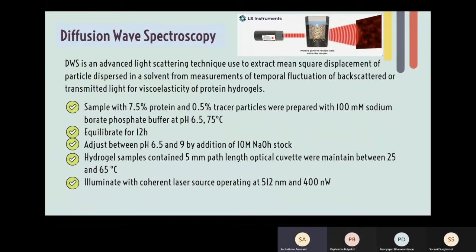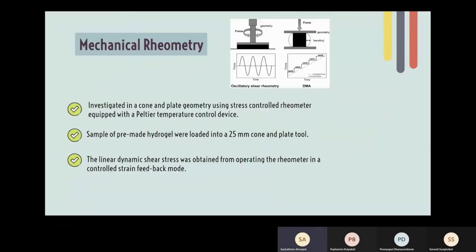Diffusion-based spectroscopy is an advanced light scattering technique used to extract the mean square displacement of particles dispersed in a solvent from the measurement of the temporal fluctuation of backscattered or transmitted light, for viscoelasticity of the protein hydrogel. Next, please.